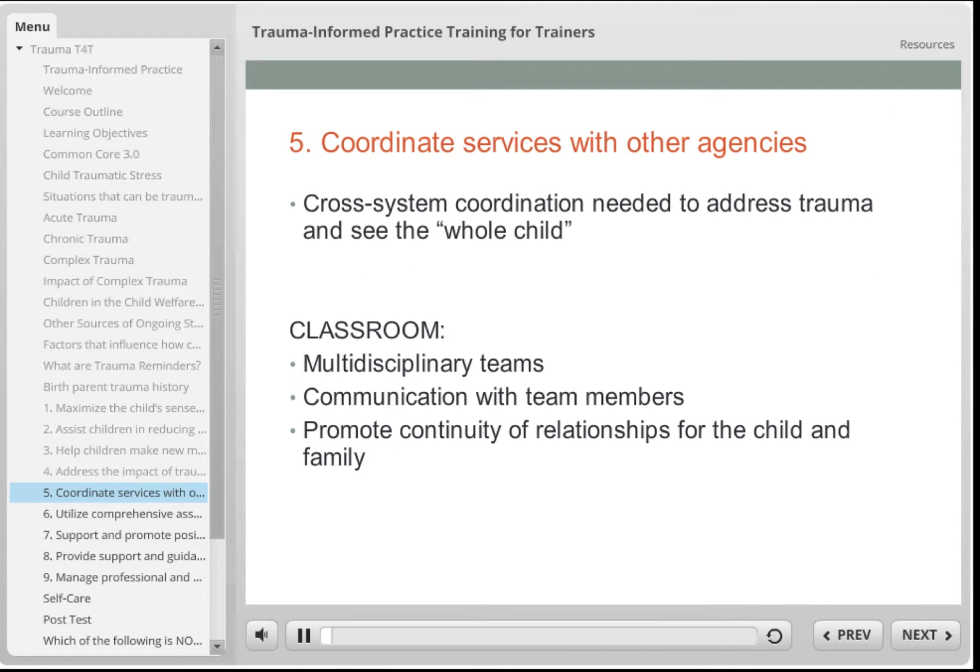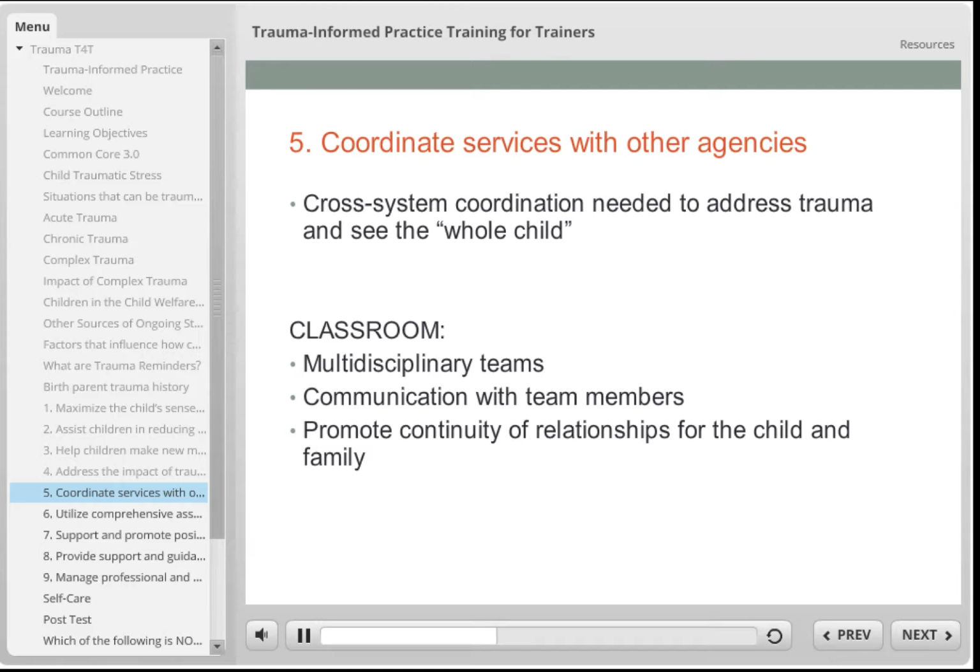Number 5, coordinate services with other agencies. Traumatized children and their families are often involved with multiple service systems, including law enforcement, child welfare, the courts, schools, primary care, and behavioral health. In contrast to a fragmented approach, cross-system coordination views the child as a whole person.